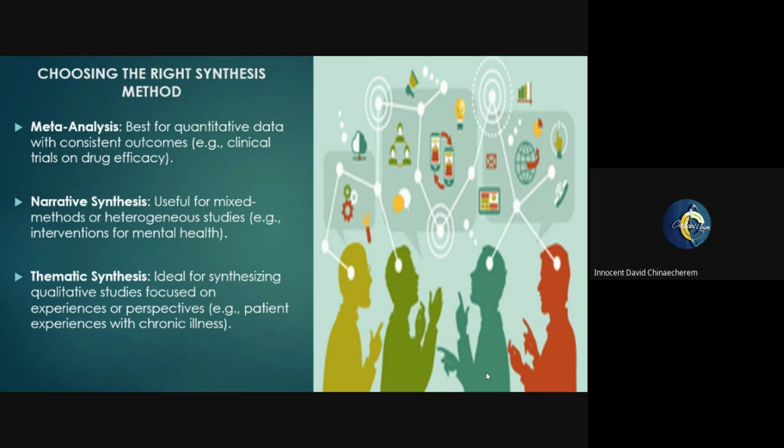Narrative synthesis is usually useful whenever we are using mixed methods or heterogeneous studies, right? For example, interventions for mental health involve several designs. So let's say we have a mixed method at this stage. In that situation, we need to use a narrative synthesis.